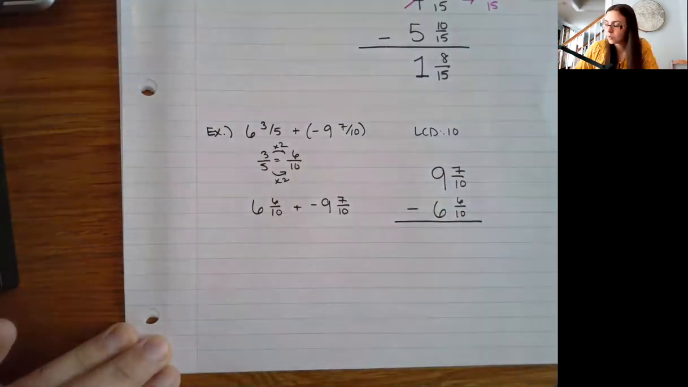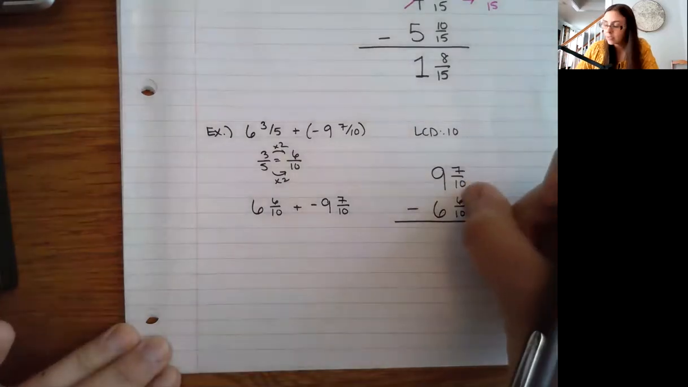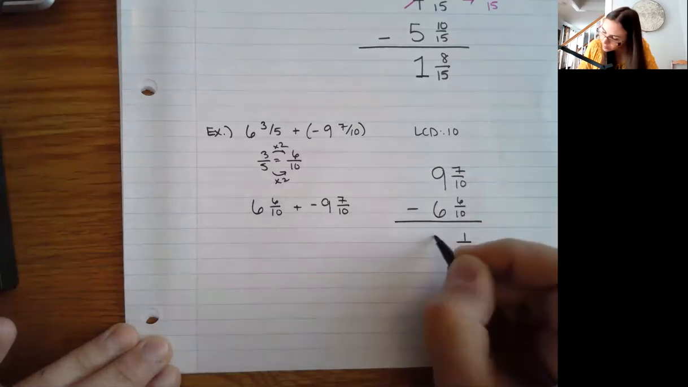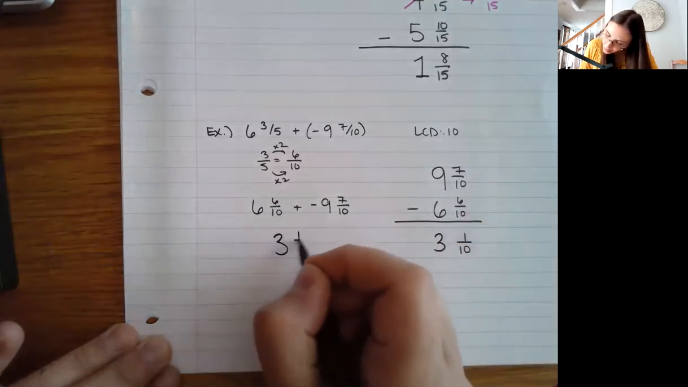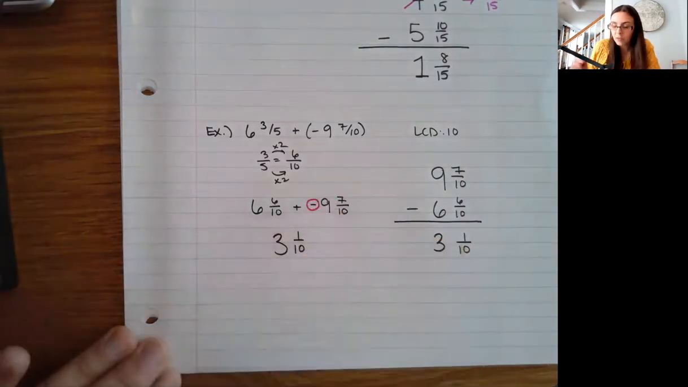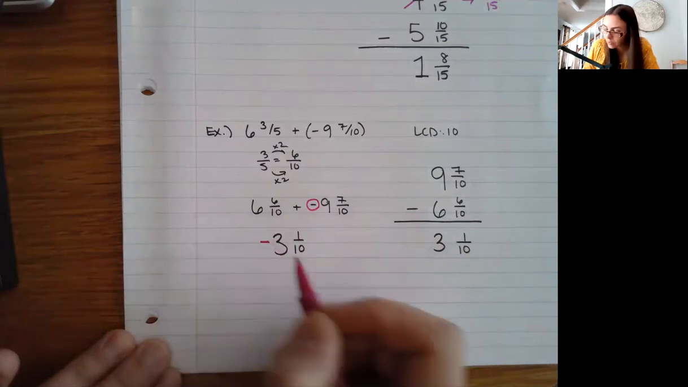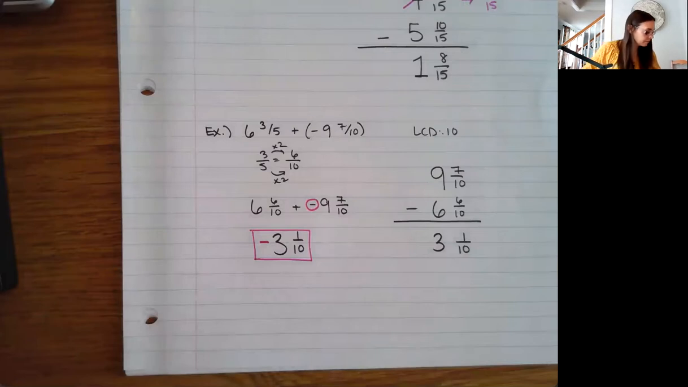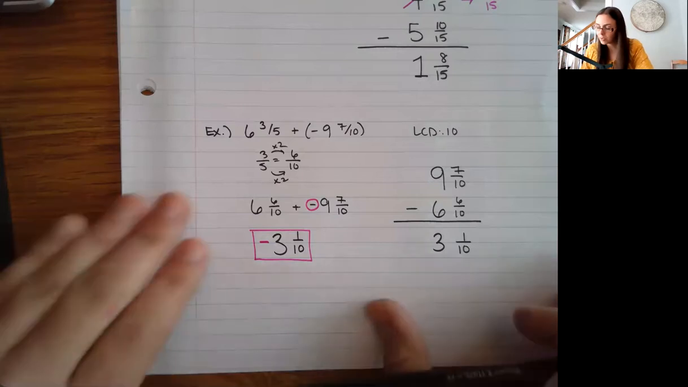Now this one works out nicely because you have a 7 minus 6, which is normal. 7 minus 6 is just 1, so I don't have to borrow here. And 9 minus 6 is 3. So my answer is 3 and 1/10. But we have to be careful. 9 is bigger than 6 and it was negative. So technically this is -3 and 1/10 instead. I'm just going to do one more example with you guys here of this strategy.